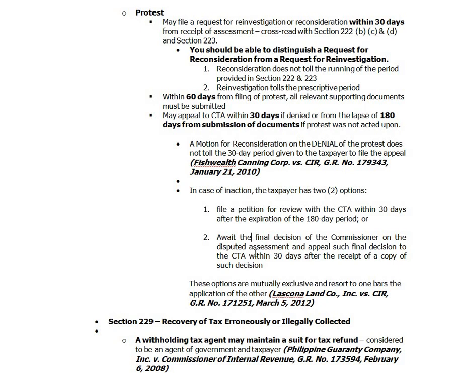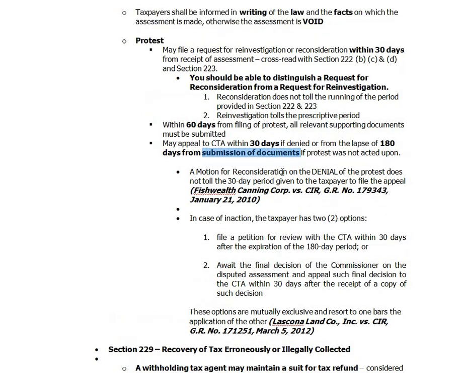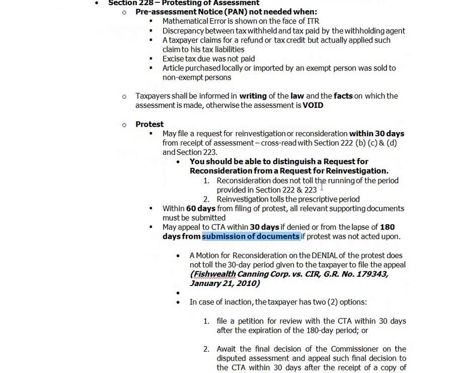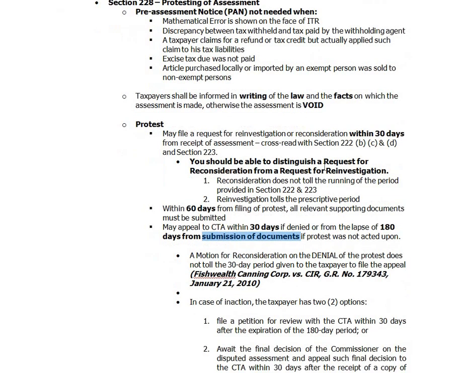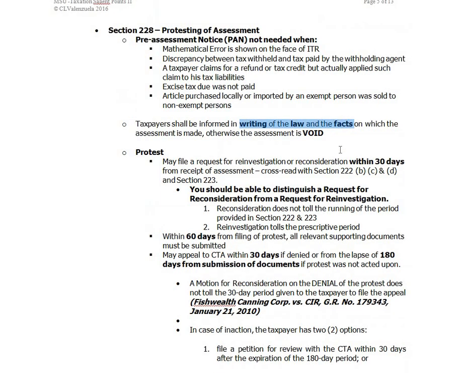So, this one, you can wait for the final decision on disputed assessment, that's what they call FDDA. Or if the 180-day period had already elapsed, upon, again, submission of documents, not upon filing of the protest. Okay, you have to master this rule here, class, because it is one of the favorite provisions of the examiner. You must master when is the PAN not needed, and the taxpayer shall be informed in writing of the law and the facts. Otherwise the assessment is void.